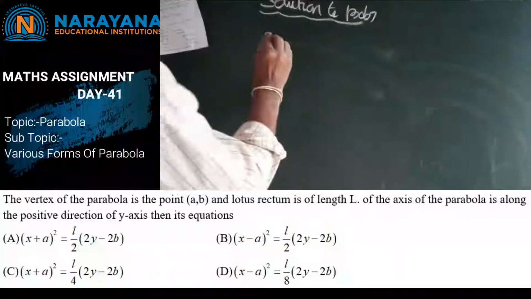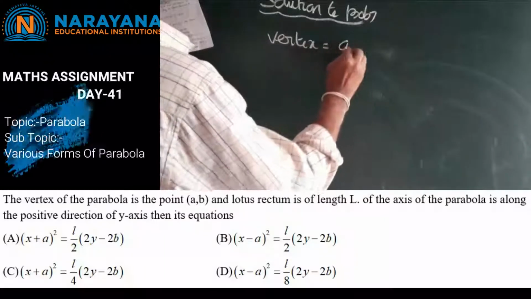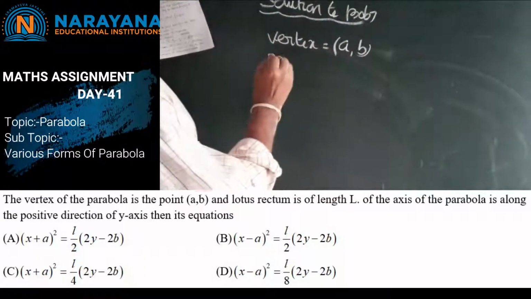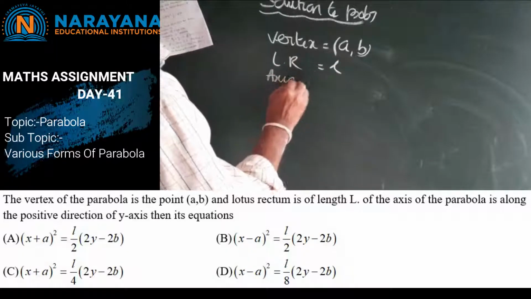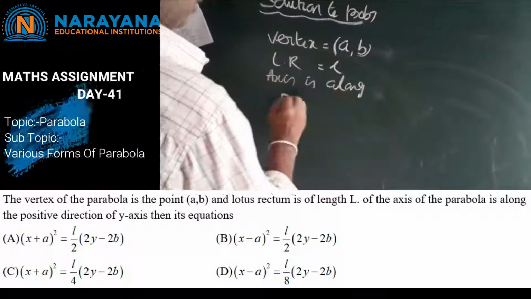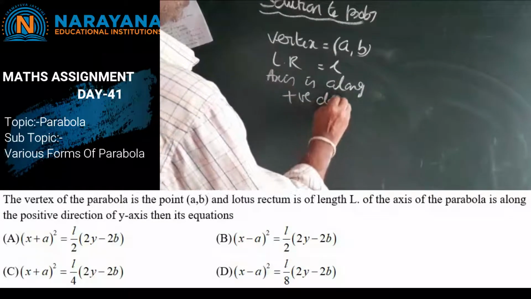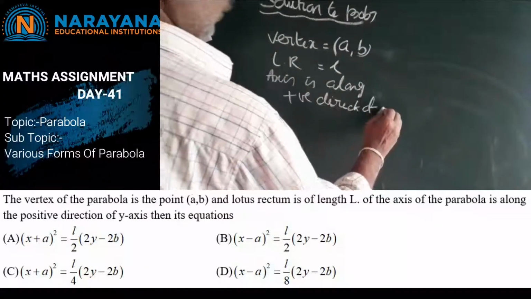Solution to problem number 7. Vertex given by (a, b). Latus rectum given by l. Axis is along positive direction of x-axis, positive direction of y-axis.